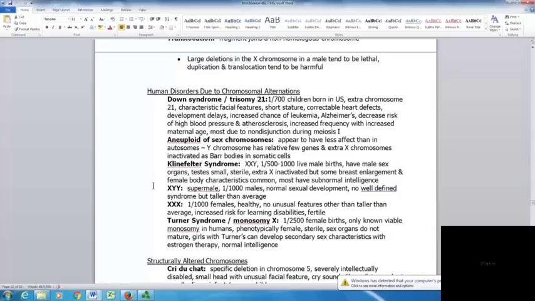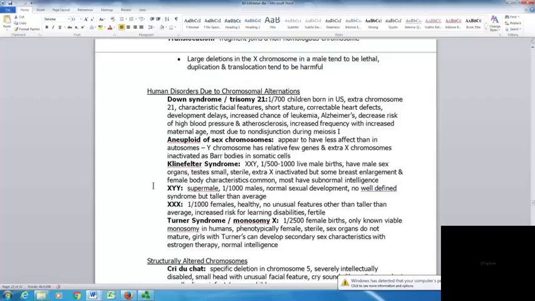Aneuploidy of the sex chromosomes. This appears to have less effect than it does on the autosomes. Your Y chromosome has relatively few genes, and extra X chromosomes can be inactivated as bar bodies in the somatic cells, which will help to absorb any differences.